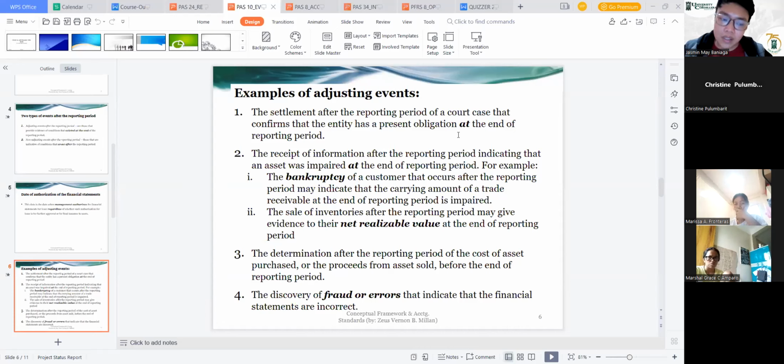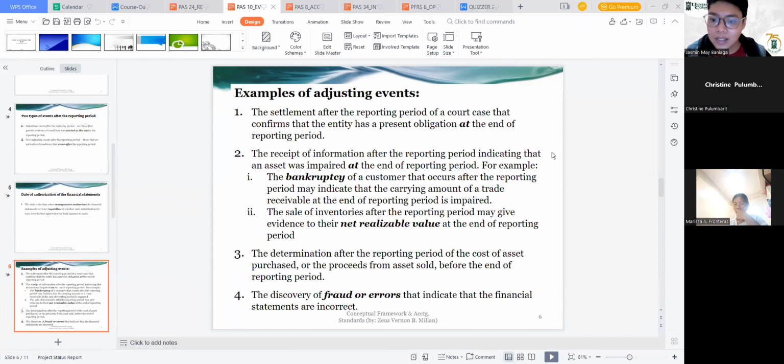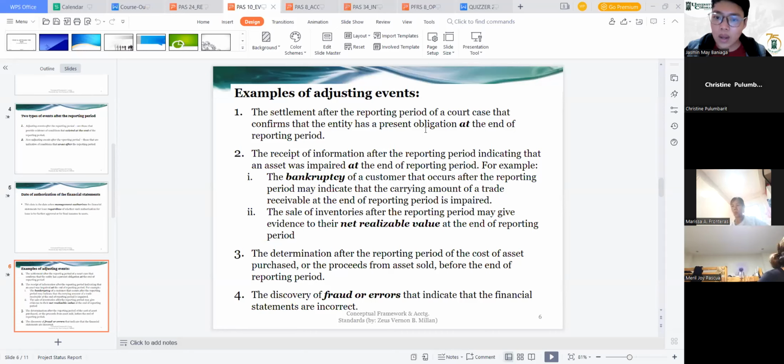Our example is our current reporting period is year 2022. Let's say for example, October 1, 2022, someone filed a case against us. Let's say our product is obsolete or the quality does not meet the expected quality of the said product, a complaint that came from our customer. So let's say for example, October 1, 2022, a customer filed a case against us.